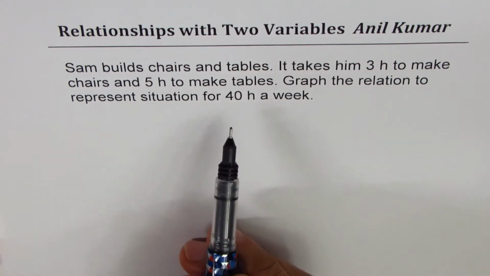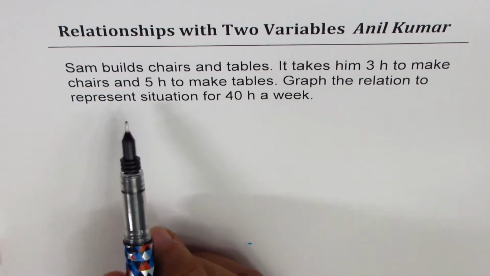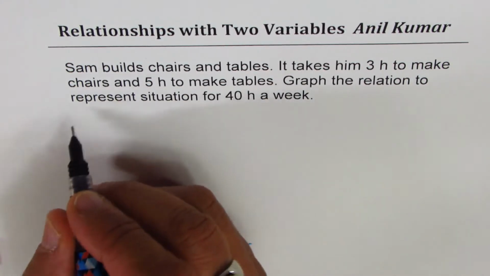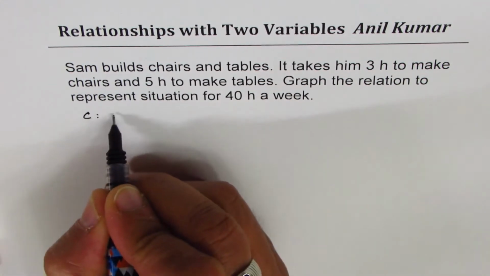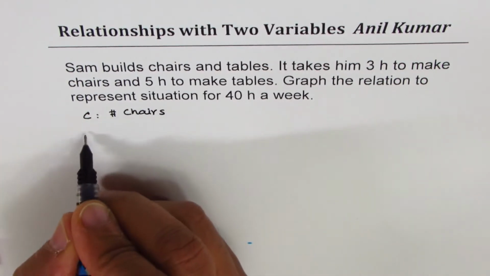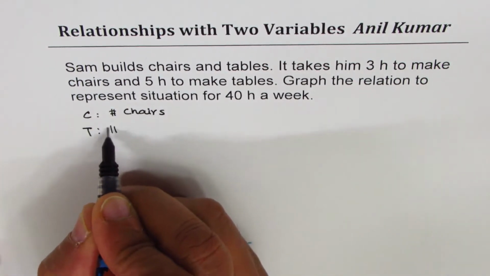The first step should always be to define the variables. Now we are talking about making chairs and tables. So let C represent the number of chairs, okay? And T represent the number of tables.